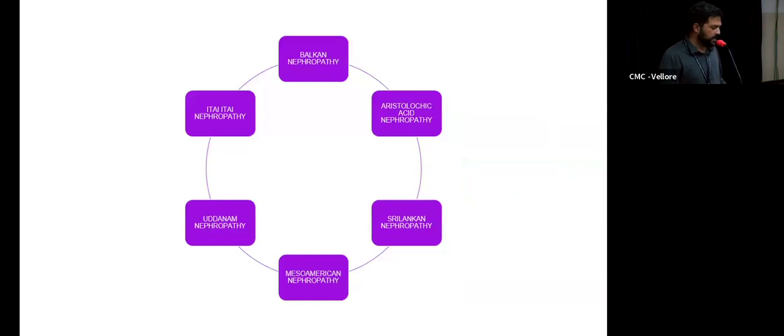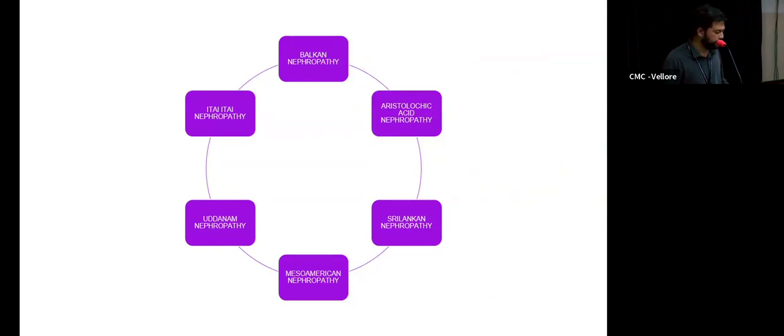So this is just a list of conditions that encompass this condition. Itai-itai nephropathy is because of cadmium deposition in the body. Balkan nephropathy is seen near the river Danube. Aristolochic acid is a compound that was used in China that also caused nephropathy. Then there are Sri Lankan nephropathy, Mesoamerican nephropathy, and Uddanam, which is a district in Andhra Pradesh.